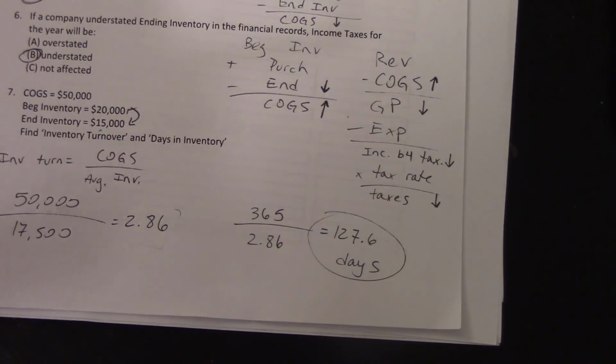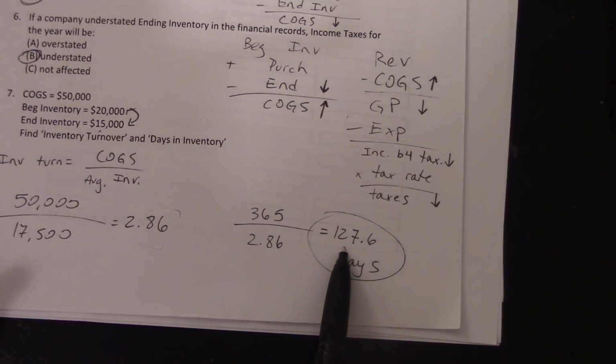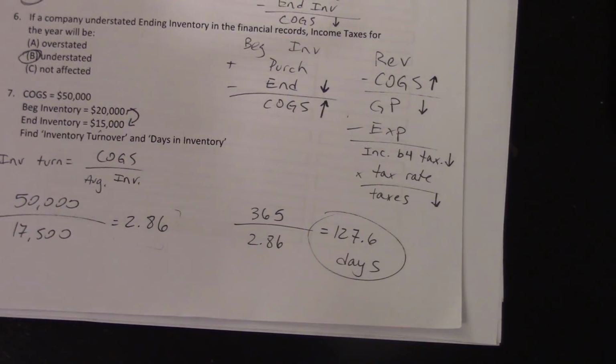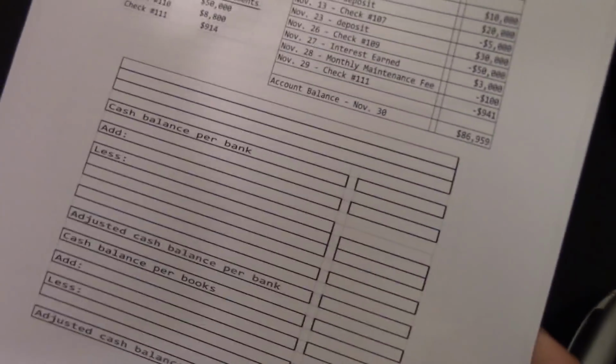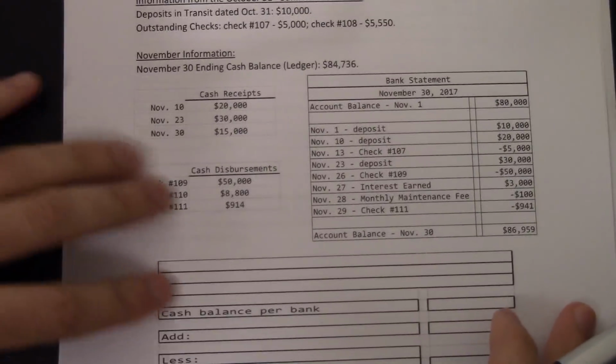So conceptually, think to yourself, would you want a large or small days in inventory? Usually you would want a smaller days in inventory, because the faster inventory is moving, the more money you're making, and the less waste of time your inventory is taking. All right, so that's inventory. We're moving on to bank reconciliations.